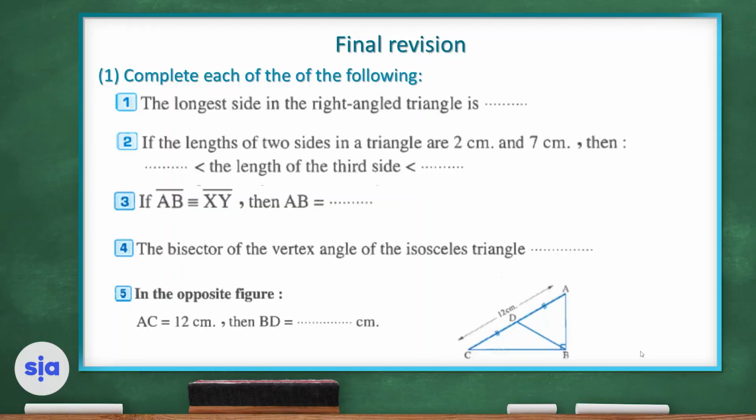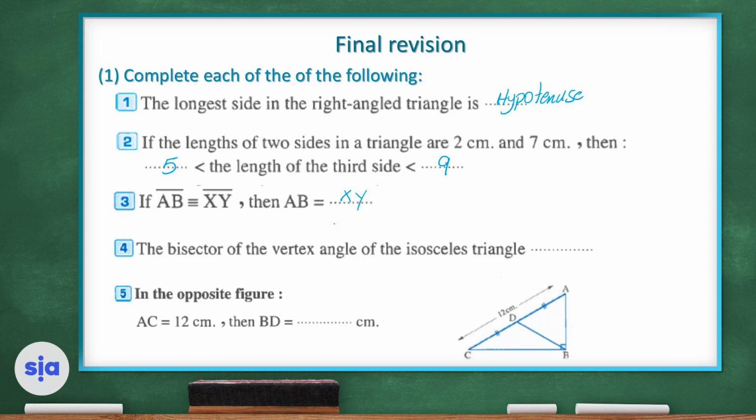Question number 1. Complete each of the following. The longest side in the right angle triangle is? Yes, it's called the hypotenuse. Question 2. If the length of the two sides in a triangle are 2 and 7, then what is the length of the third side? Yes, excellent. We make here the difference, 7 minus 2 is 5, and here the sum, 7 plus 2 is 9. If AB segment is congruent to XY segment, then AB is equal to XY.